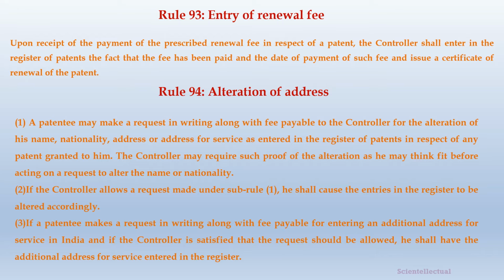Rule 94. If a patentee requests in writing along with a fee to the controller for alteration of name, nationality, address, or address of service, that will be done if the controller is satisfied. Subrule 2. If the controller allows that request, he will cause the entry in the register to be altered. Subrule 3. If a patentee makes a request in writing along with a fee for entering an additional address of service in India, and if the controller is satisfied, he will enter that additional address of service in the register.